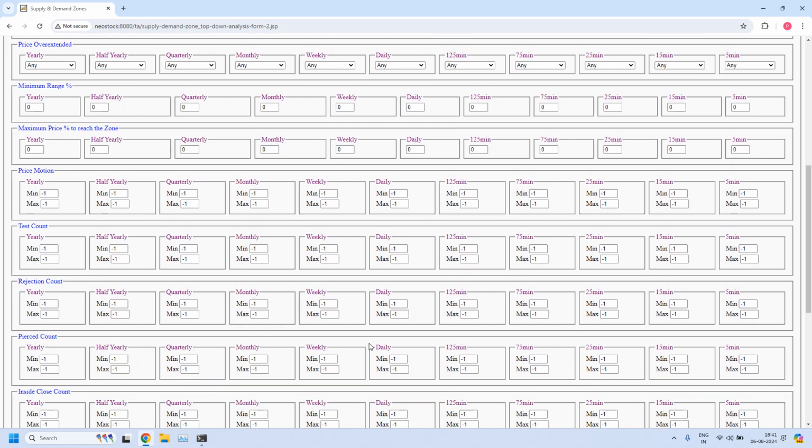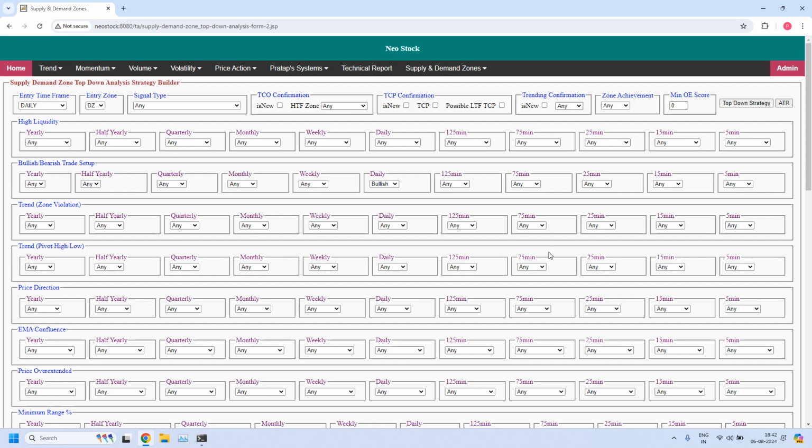So in daily time frame, in pierced count, I am selecting minimum value 0, maximum value 0. That indicates pierced count should be 0. Pierced count 0 means zone is not pierced. And zone achievement should be violated opposing zone, VOZ. And minimum odd enhancer score for bullish or bearish trade setup should be 12.